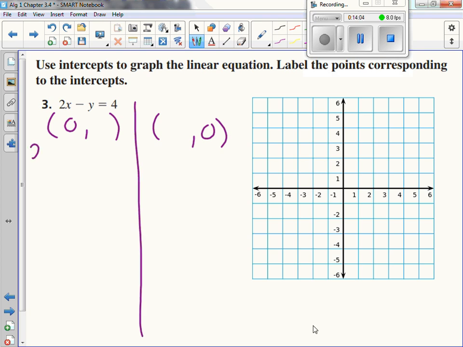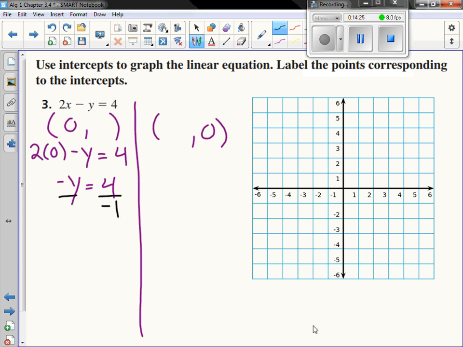So for the first one here, we can do 2 times 0 minus y equals 4. Well, 2 times 0 is 0. We're just left with negative y equals 4, yes? Well, we don't want negative y. We want positive y. So we can divide or multiply both sides by negative 1, which gives us y is equal to negative 4. So that gives us one of our points.